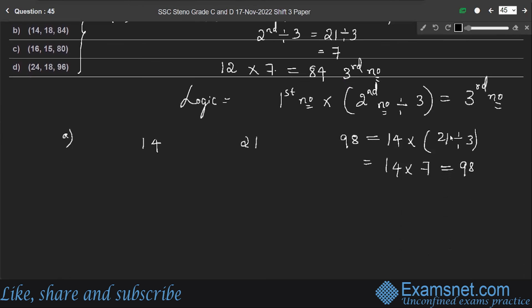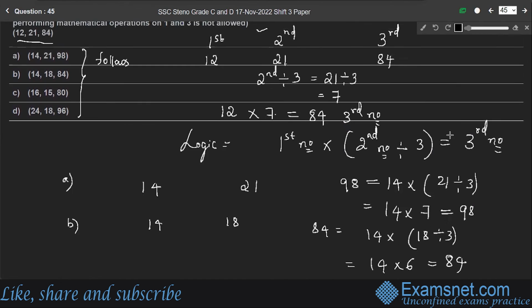Option B, in which 14 is the first number, the second number is 18, the third number is 84. So 84 is equal to 14 into the second number divided by 3, 18 by 3. Therefore, 14 into 6 is 84. So it follows the logic of the given set.